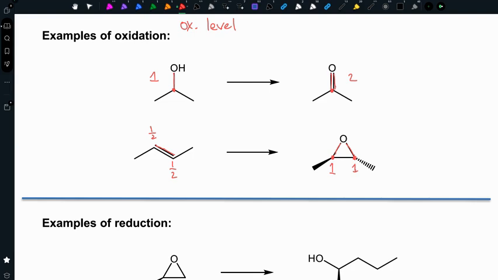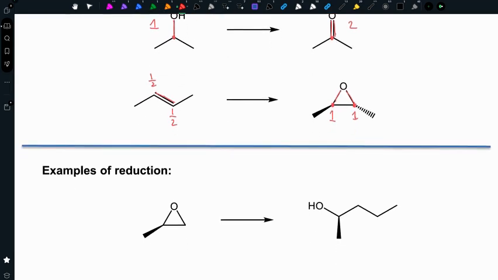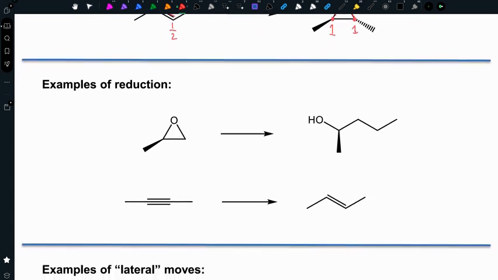I've gone from level 1/2 to 1 for each carbon, or from overall level 1 to overall level 2. So those are examples of oxidation. How about reduction? So in this case, I've got 2 oxygens, each with an oxidation level of 1. You might remember this functional group's called an epoxide. So each of those has an oxidation level of 1.